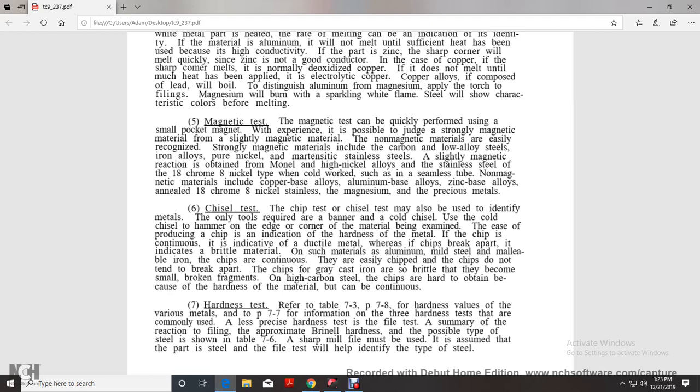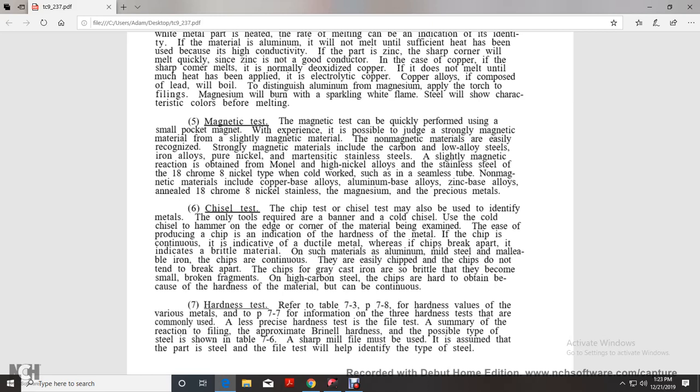A slightly magnetic reaction is obtained with the high nickel alloys and the 18 chromium 8 nickel type stainless steel that has been cold worked. Non-magnetic materials include copper base alloys, aluminum base alloys, and annealed 18 chrome 8 nickel stainless steel, magnesium, and precious metals.